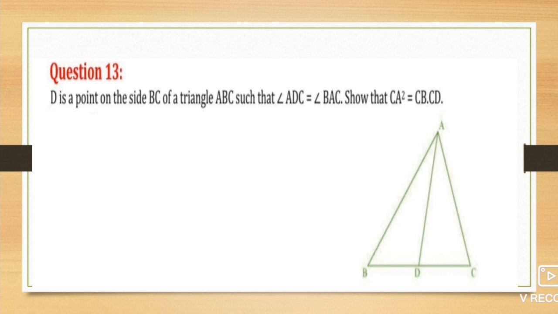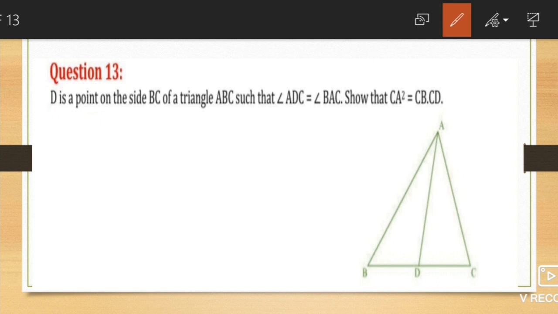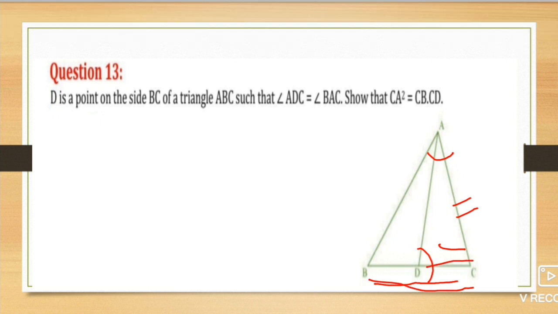D is a point on the side BC of a triangle ABC such that angle ADC is equal to angle BAC, meaning this whole A angle. Show that CA square is equal to CB into CD. So you have to prove that CA square is equal to CB into CD. Let's check the solution.